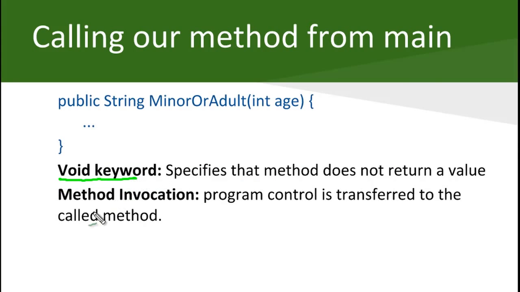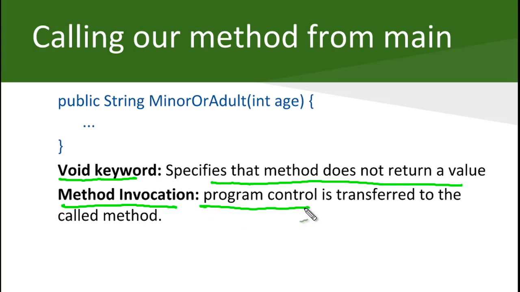So again, we'll go through two of the concepts. One was the void keyword. In this example, we did not use void because it was returning something. Remember that when a method does not return something, like our first method, which was to add two numbers, then the return type is void.